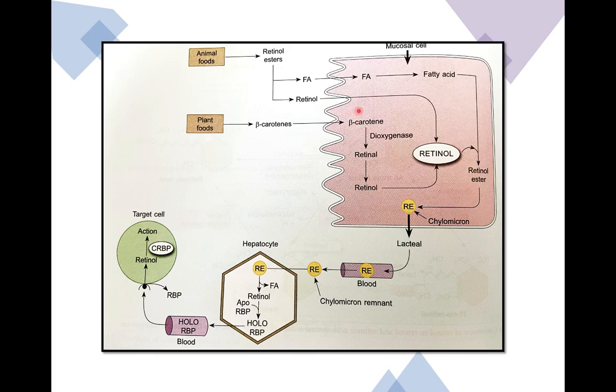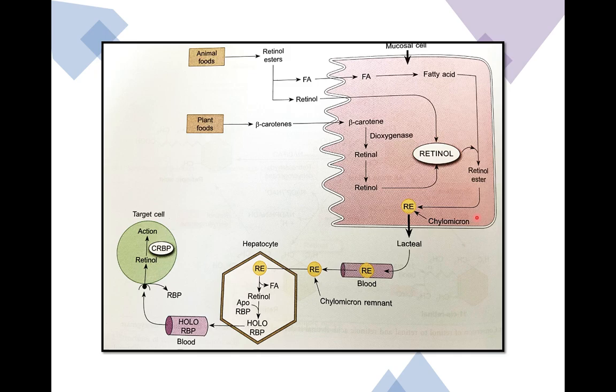After that, it will be absorbed into the intestinal mucosal cells. In mucosal cells, once again this free retinol and free fatty acid will bind and form retinol ester. So the retinol ester, which has been hydrolyzed, will be ligated here again. In plant foods, the beta carotene which is present will be absorbed into the mucosal cell. Then with the help of dioxygenase enzyme, it will be converted to retinal, and retinal will be converted to retinol by reductase enzyme. This retinol can bind with the free fatty acid and form the retinol ester.